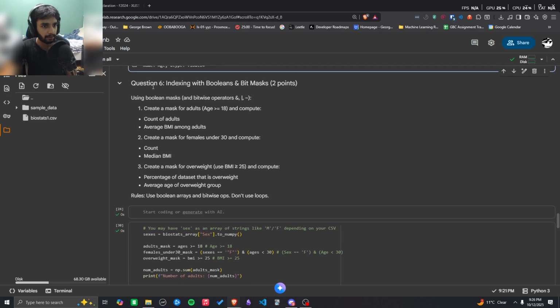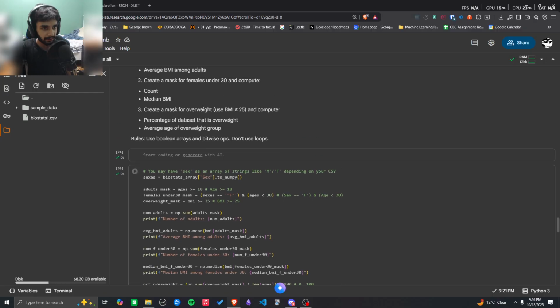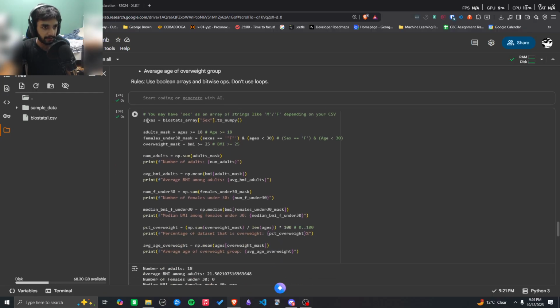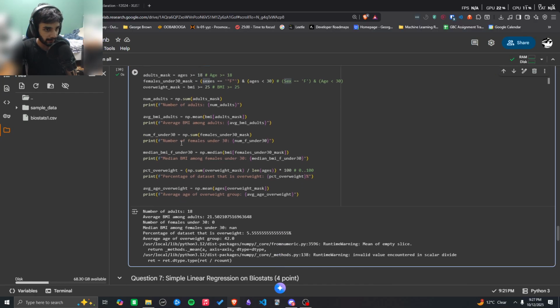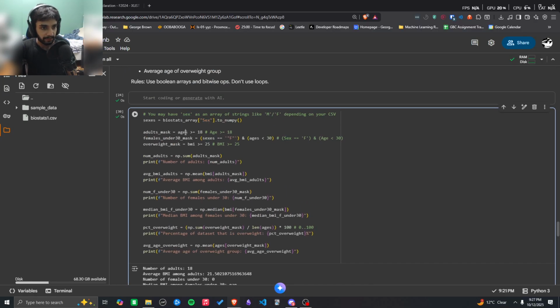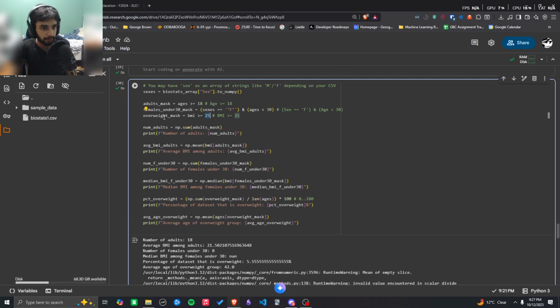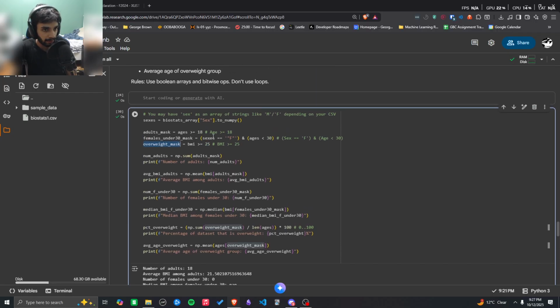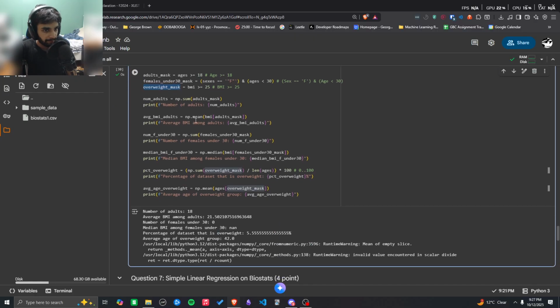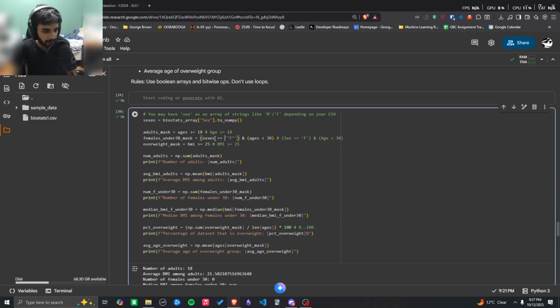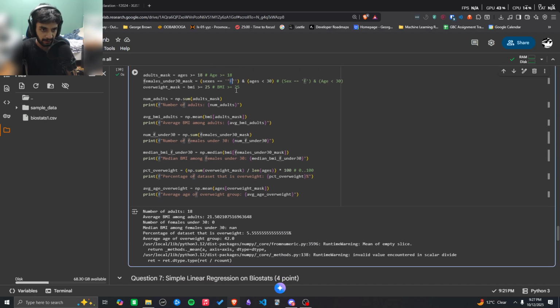Then we have the indexing. We indexed everything using the map, and we made masks. So we got the sexes column because we hadn't gotten them before. Create a mask for ages under or equal to 18. Create a mask for female sexes that are under 30, and an overweight one. If your BMI is under 25, you are good; that's the classification for overweight. The only problem I ran into was, I think due to this being categorical data, we had to convert it to numerical. I had some trouble doing that.